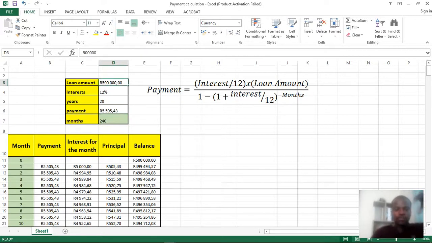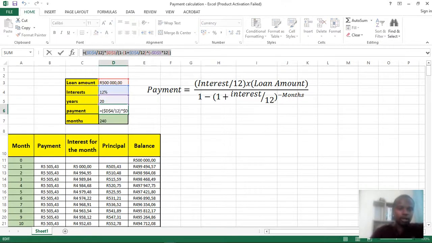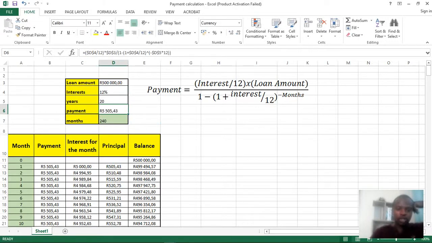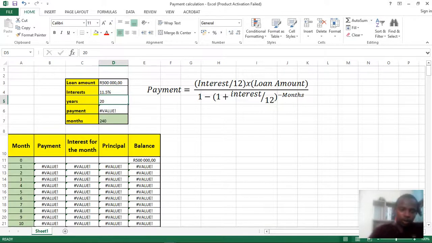So if your loan is 500,000, that's your monthly payment according to this calculation, and you can copy this formula if you want to do the calculation yourself. If the interest rate is maybe 11.5, that changes the whole calculation. Okay, I think I should put a comma here instead. What am I doing here? Okay.